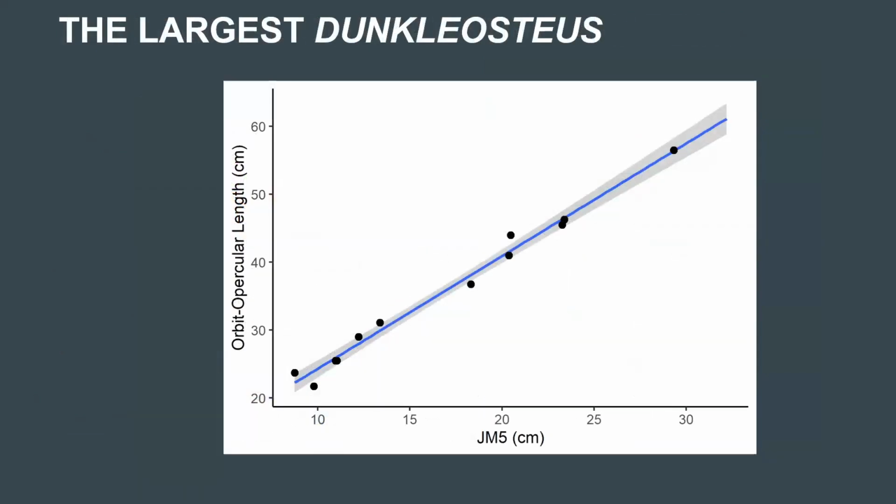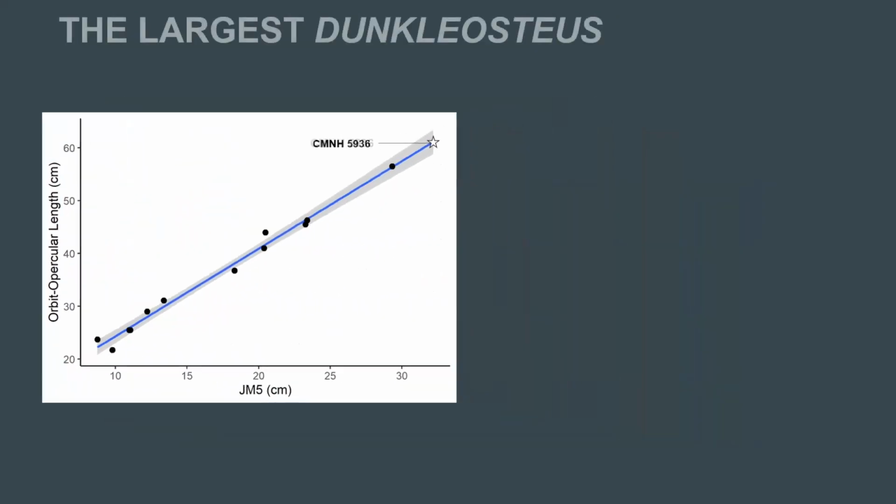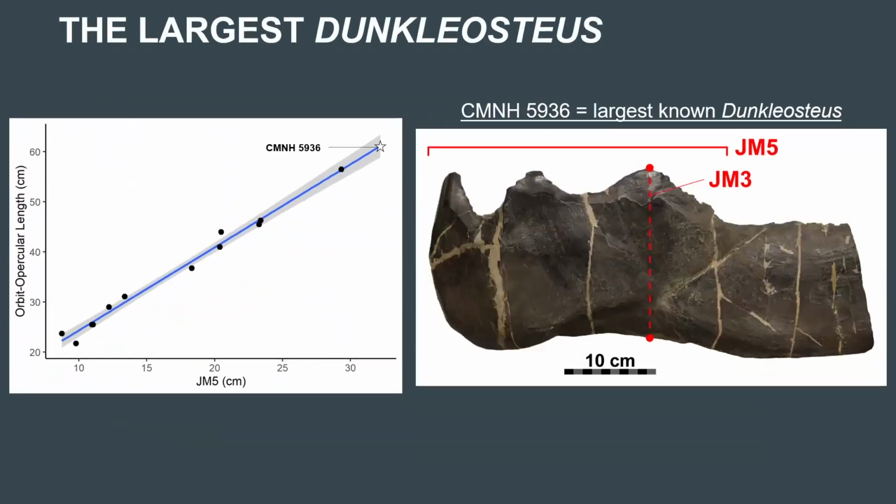So now that I've talked about this, we can actually try to estimate the size of the largest specimen of Dunkleosteus. I've talked about CMH5768, but there are a couple of specimens that are even larger, and we can use these to get an idea of the maximum size of the species. This is specifically CMH5936. This is the largest known specimen of Dunkleosteus. It is a partial lower jaw that has the front part with the bitey bits. And the thing is that this is by far one of the largest.